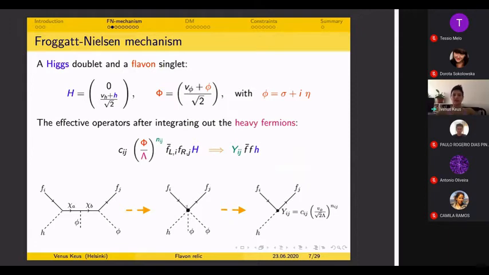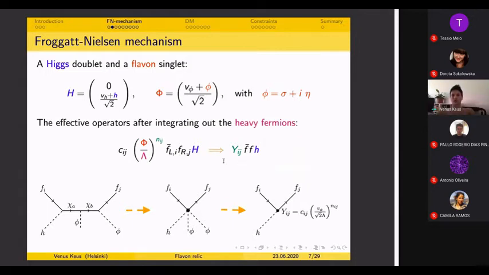After electroweak symmetry breaking, or after the flavon gets a VEV, this reduces to the Yukawa interaction that we know, with the Yukawa coupling proportional to C_ij, which are just order one coefficients that you put in front of the operator. As I said, the flavon is now replaced by the VEV of the flavon, and there's this n_ij, which depends on the number of flavons that go into this vertex.